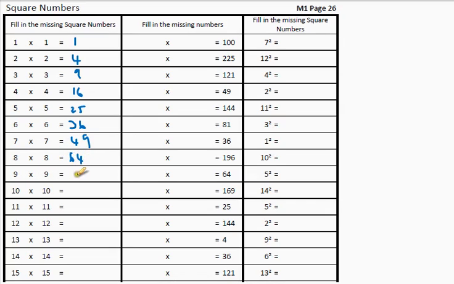9 times 9, 1 less than 9, 8. How many do I add to 8 to get 9? 1. 10 times 10, 1 times 1 is 1, and I add 2 zeros. 11 times 11, we've got the 11, and 1 plus 1 is 2. 12 times 12, think about this one. That is 10 times 12, which is 120, plus 2 times 12, which is 24, in other words, 144.